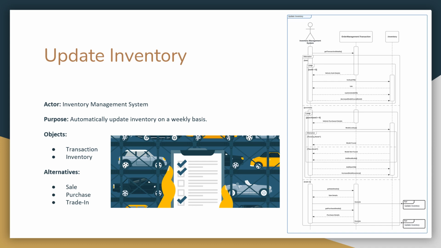Thank you, Ahmed. I'll be going over the update inventory sequence diagram. This diagram describes how the system automatically updates inventory on a weekly basis. We have two objects that we're going to be sending messages to, and that's transaction and inventory. The diagram is quite large, so I'm going to present this to you in three pieces, and each piece is going to represent an alternative sequence.